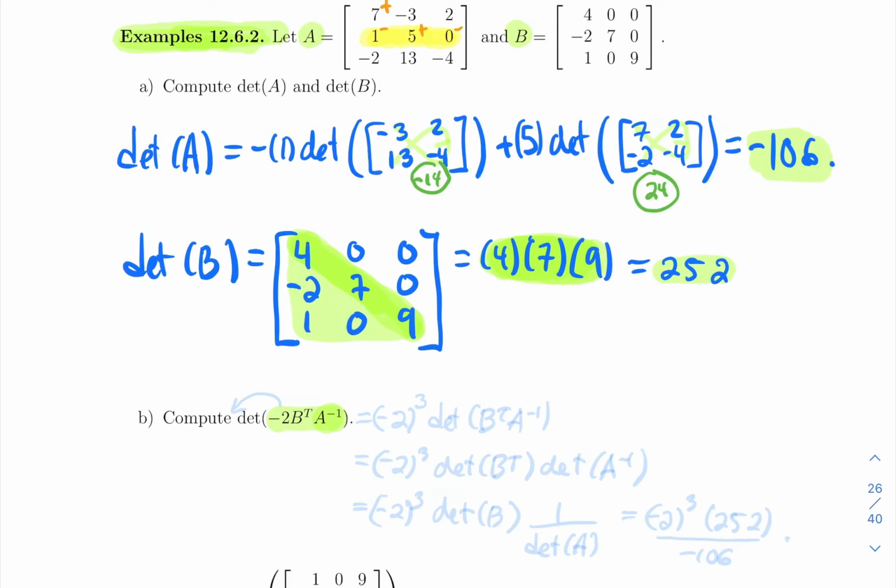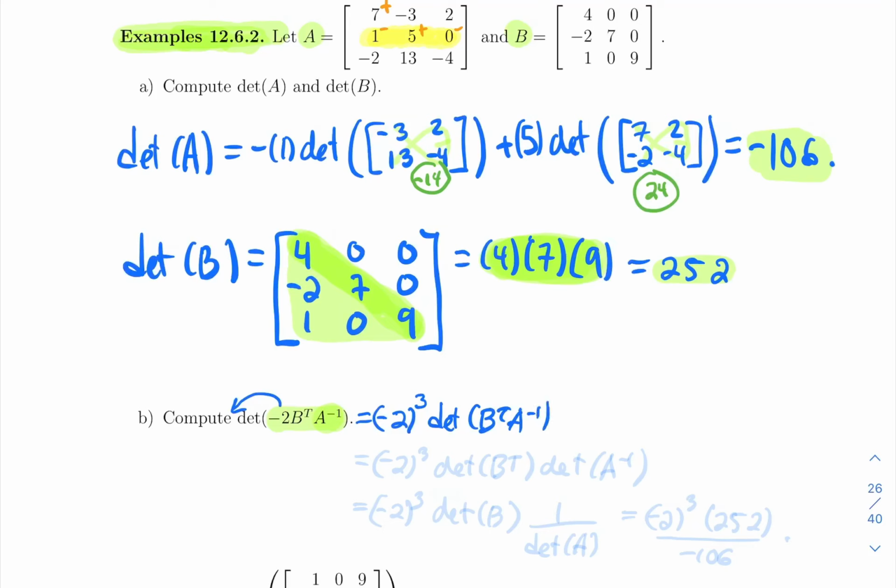So the first thing that you do, and this is the step that people miss the most or do incorrectly, is you take the 2 outside, but when you factor out the 2, you need to raise it to the power of the number of rows or columns. So here I need to raise it to the power 3, because my matrices are 3 by 3 matrices. So the 2 is out, so you have the determinant of B transpose times A inverse.